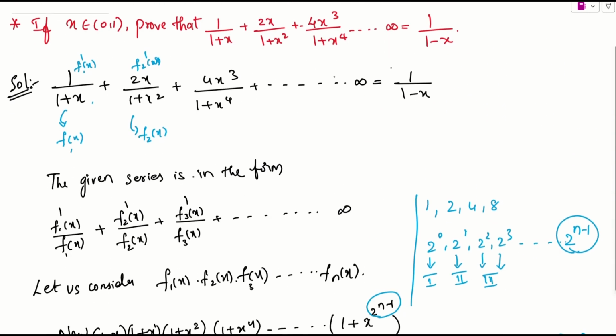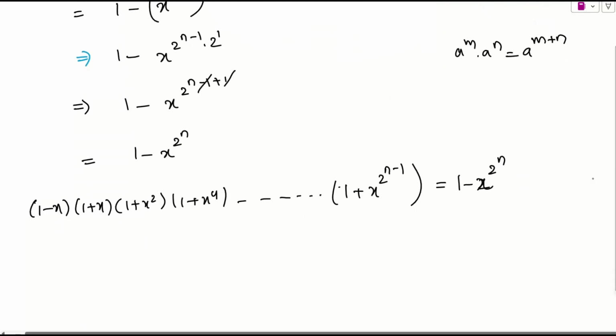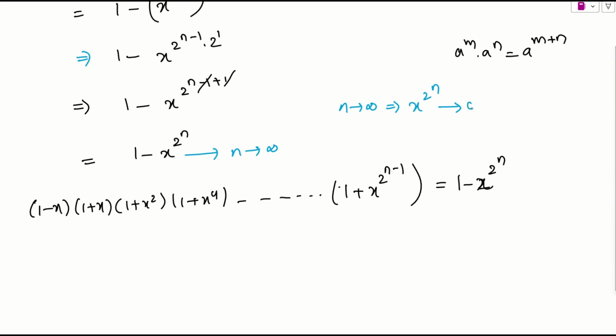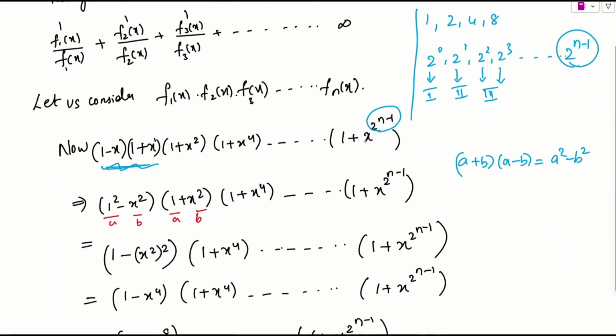But if you look into the problem, they are asking about infinite terms. Infinite terms means what should we do? So we need to check for this problem, if n is tending to infinity, what will happen to this value, agree. So let me solve this further. If n tends to infinity, we can say that x raised to the power 2 power of n will tend to 0, because check the question here, what they said: x lies between 0 and 1.